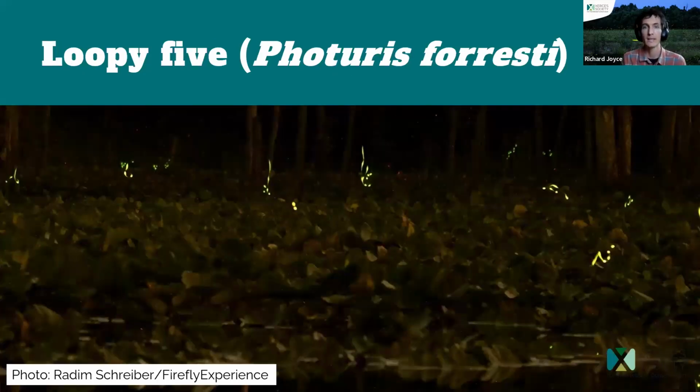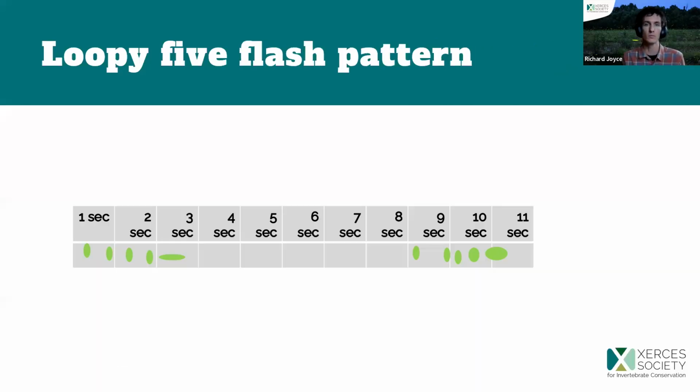My last example is a species with a pretty complex flash pattern. This is the loopy 5. It's a wetland species of the southeastern US that's of conservation concern. And Radim Schreiber, a photographer based in Iowa, captured this image of loopy 5 flash patterns over a marshy pond in eastern Tennessee. There's just one known locality in Tennessee of this species.